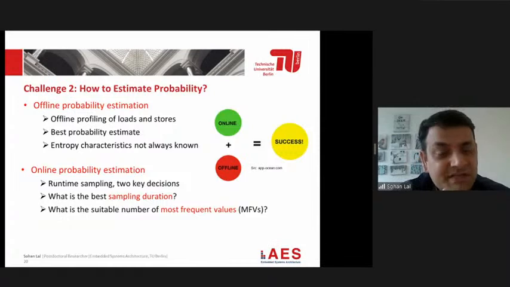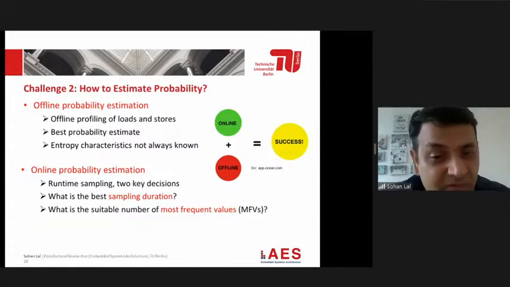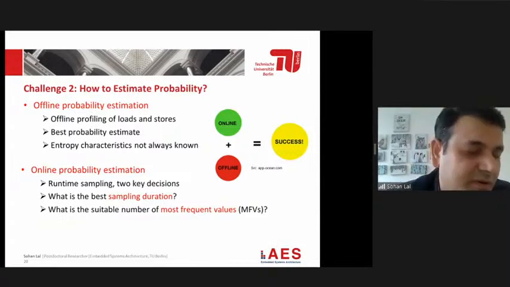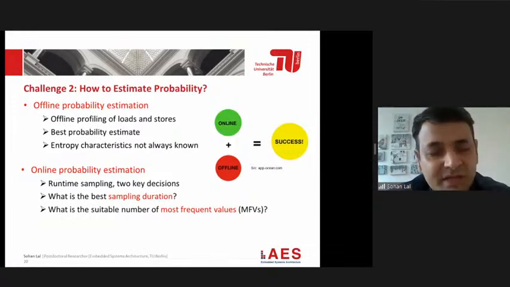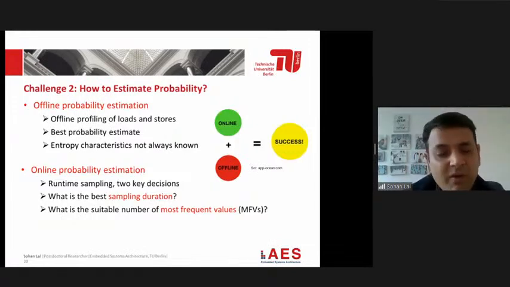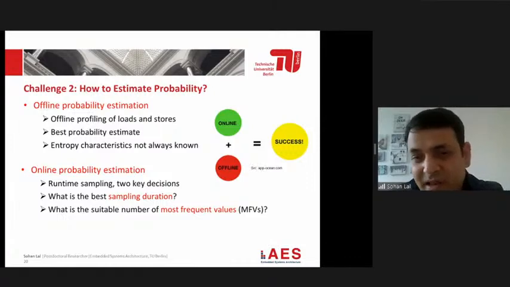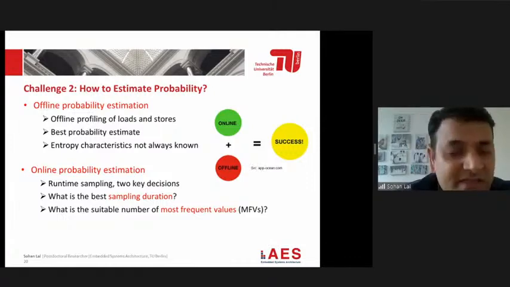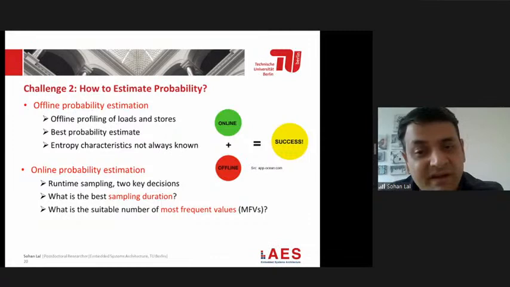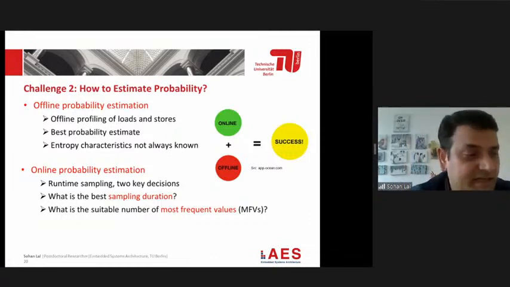And the second question is, what is the suitable number of most frequent symbols or most frequent values that you will use? Because when you are doing sampling, we may encounter 1 million different symbols, and we cannot store them in a table because it's not hardware efficient. So we have to answer that question.